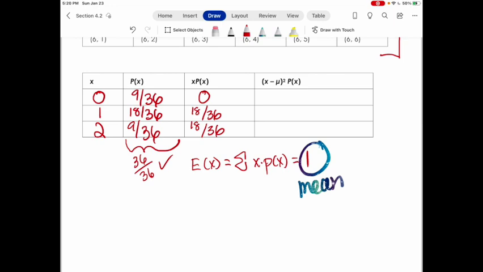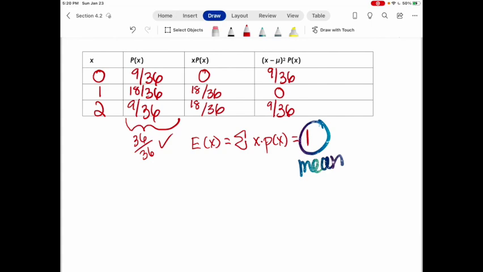So when we do it by hand, we're just going to take the difference between each of the x values and the mean that we just calculated, which is 1. We're going to square that difference and then multiply it by the probability. So in each of these rows, I'm going to write down what the answer should be. And then if you want to go ahead and check it, you can. So that's what those values should be for those rows.